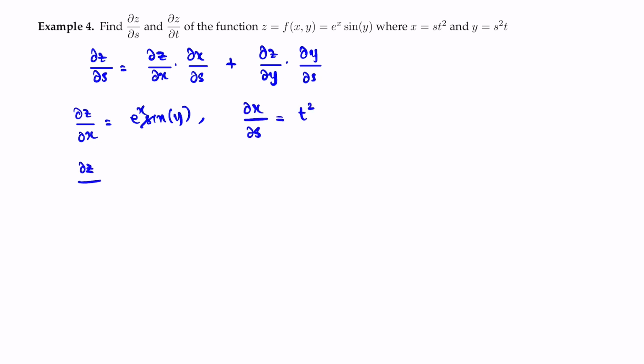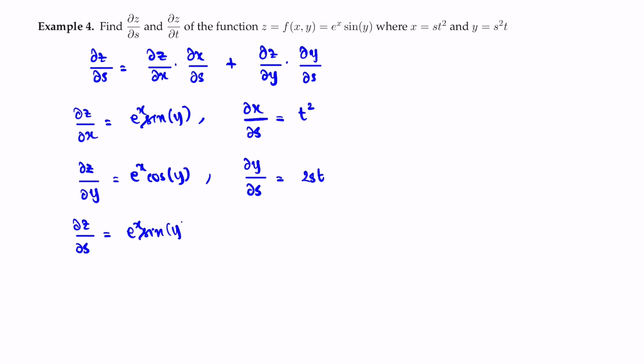Partial z, partial y is equal to e to the x times cosine of y. And partial y, partial s is equal to 2st. Now I'm going to plug all of this information into our formula, and I get partial z partial s is equal to e to the x times sine of y times t squared plus e to the x times cosine of y times 2t.